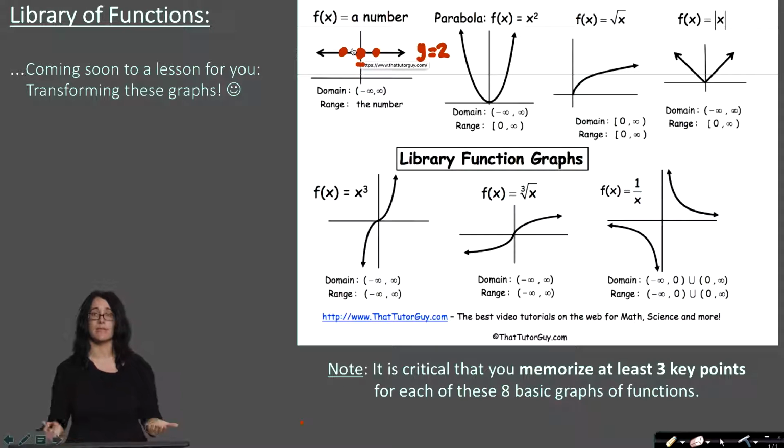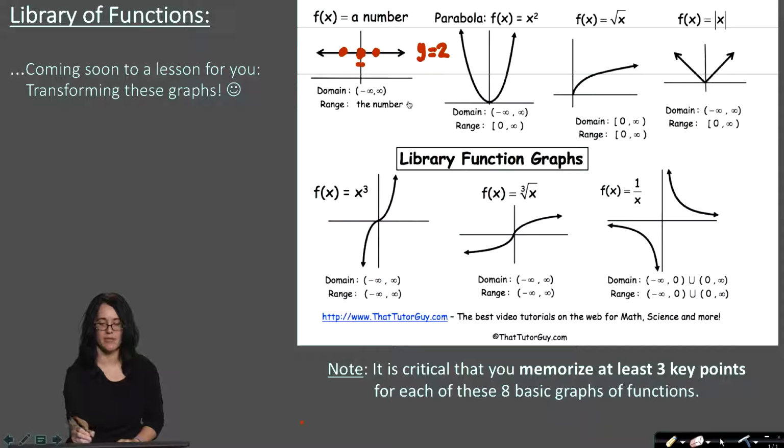So to get some easy points, you could say at -1, I'm at that location of y, in this case 2, and at +1, I'm at the location of y, which in this case is 2, as well as at the y-intercept, we're at 0, 2. For domain, every single x value is allowed to be hit, so -infinity to infinity. And for range, can you think of what the range would be? Yeah, the only y value that you're allowed to reach is the number itself. So in this case, just the number 2 in our example there.